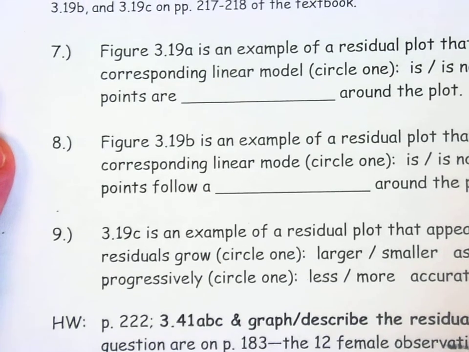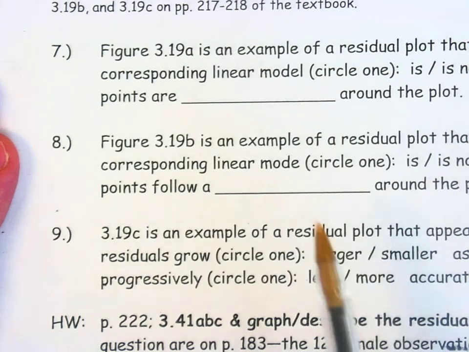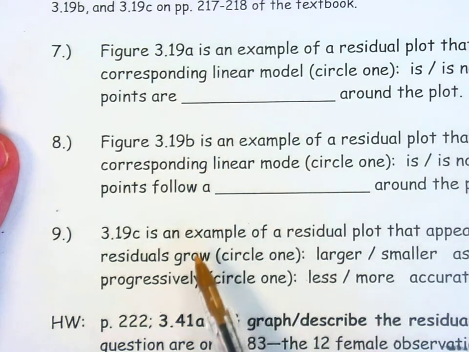And then finally, for questions 7, 8, and 9, you are looking at pictures in the textbook to decide when my scatter plot, my residual plot, is reasonably random and scattered enough to believe that the linear model is a good fit. It should be relatively clear.